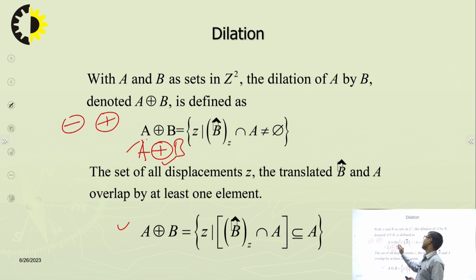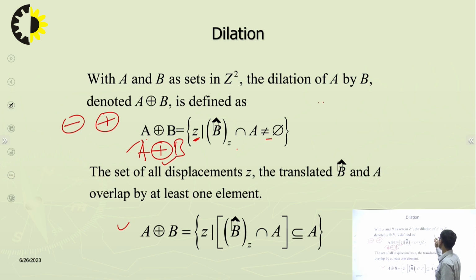So, A dilation B means the set of all pixels Z such that when B is reflected and translated and the intersection of this reflected and translated B with A is computed, it is not the phi operation.